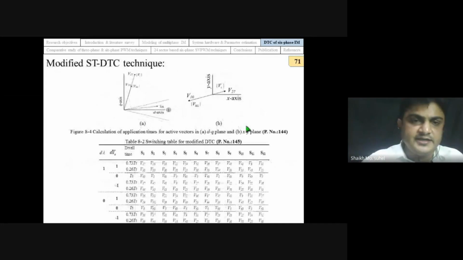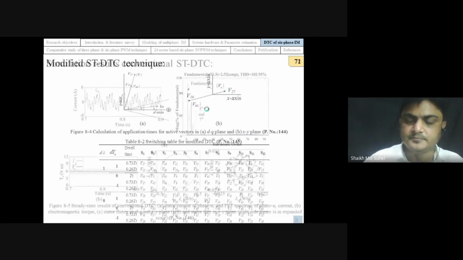We have also selected one more technique, known as the modified switching table based technique. In the modified switching table based technique, we have used these factors, that is 73% and 26% time. We are applying two voltage vectors. It means that 27 and 10, these two voltage vectors, will be applied for 73 duration and 26 duration. The 73 and 26 durations are selected such that their average value on the XY plane is going to be 0.